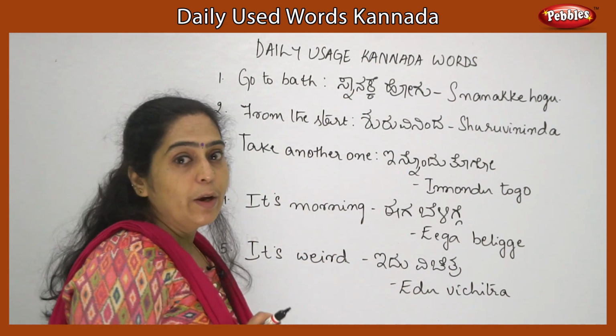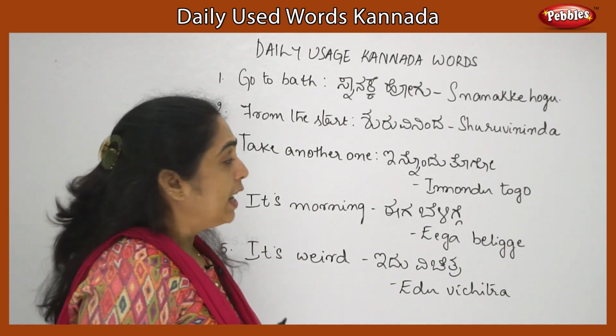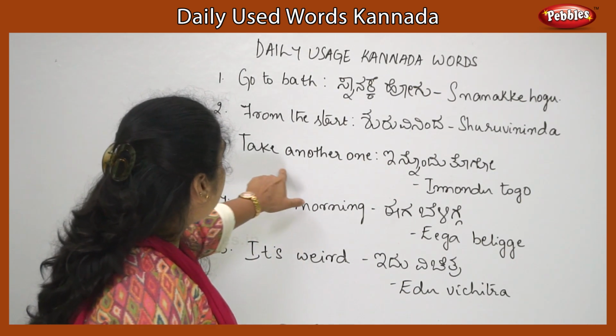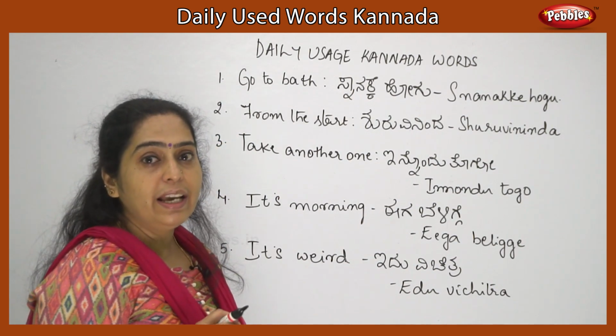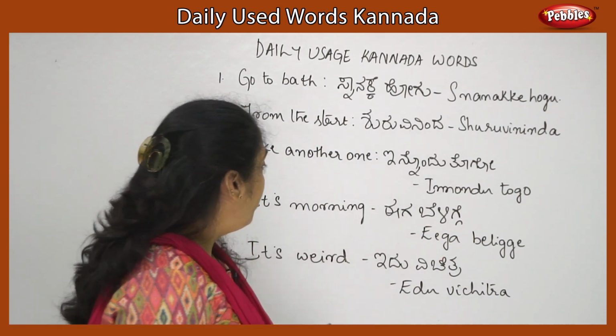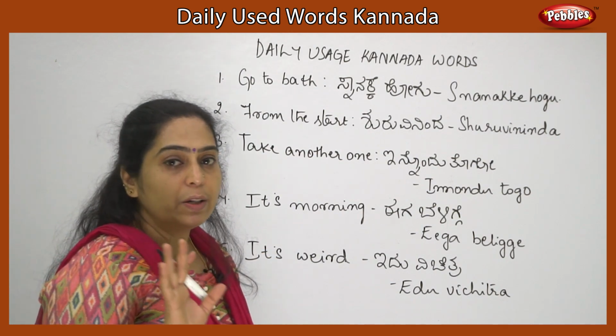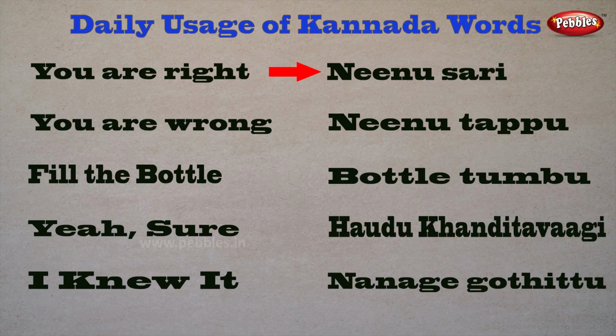Go to bath is snanakke hogu. From the start, shuruvininda. Example: shuruvininda nanu aa shaliyalle hostiddene. Shuruvininda nanu bengalurinalli iddene. Take another one: innondu togo, innondu dose togo, innondu balehannu togo. It's morning, iga belagge. Iga belagge agide, eddedu. You are telling your child, now it's morning, please wake up, like that. It's weird means that is not normal thing, idu vichitra. So it's weird is vichitra.